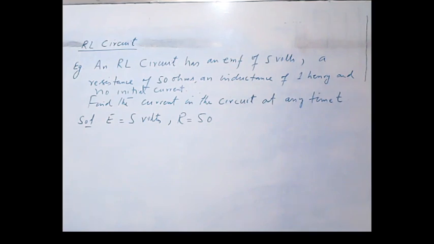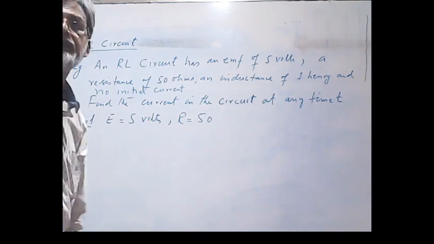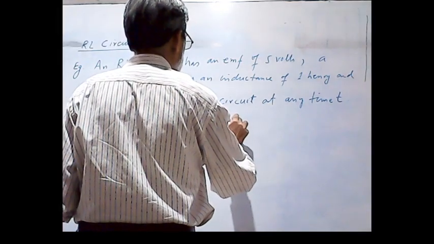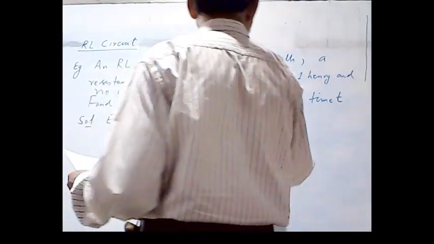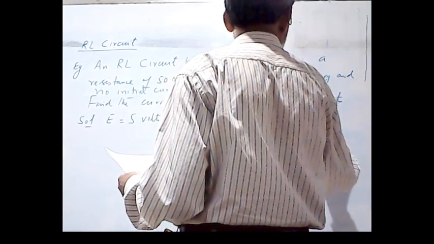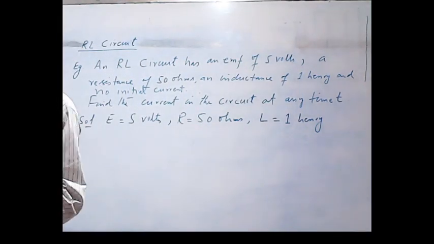An RL circuit has an EMF of 5 volt, a resistance of 50 ohms, an inductance of 1 Henry and no initial current. Find the current in the circuit at any time t. Now E is equal to 5 volt, R is equal to 50 ohms and L is equal to 1 Henry. So this information is involved in our question: E, then capital R, then capital L.